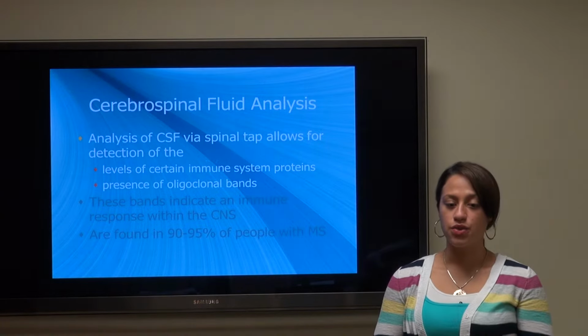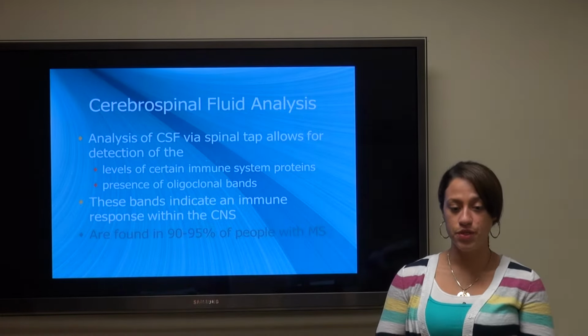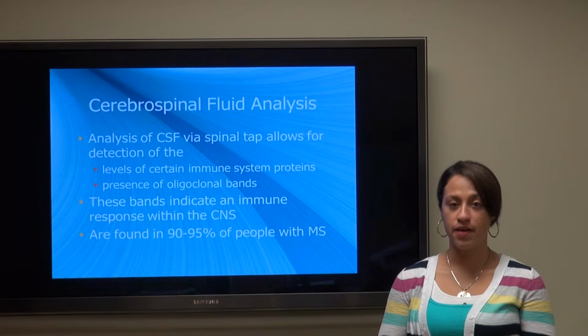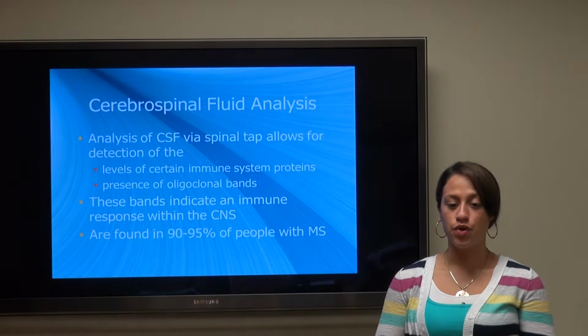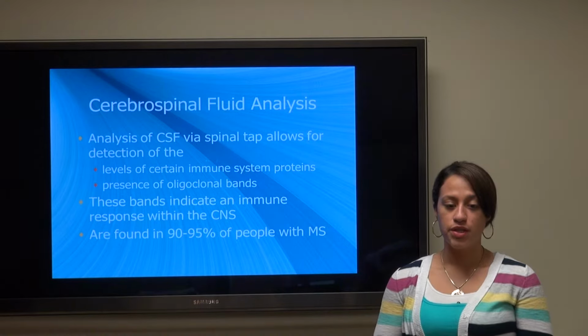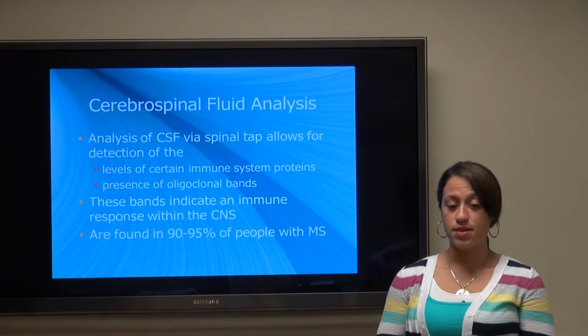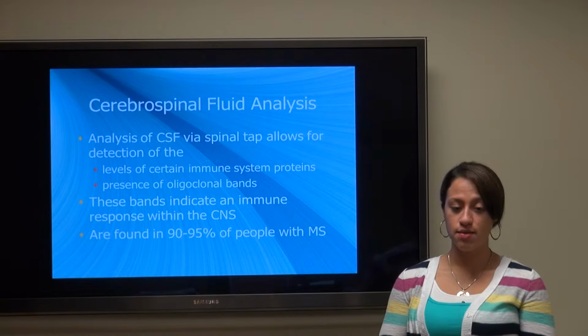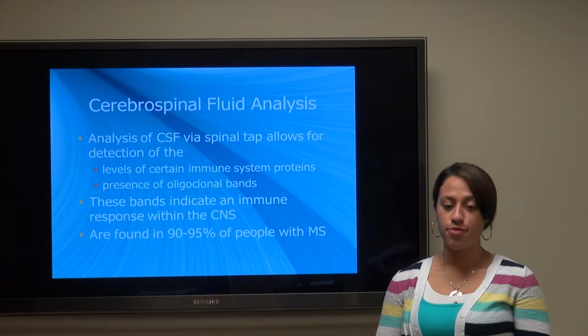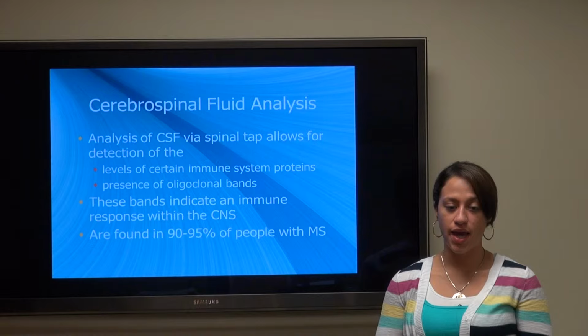The final one is a cerebrospinal fluid analysis. So they take a little bit of the cerebrospinal fluid and they are looking for levels of certain immune system proteins. Research has shown that the presence of oligoclonal bands is found in patients that have MS, and these bands basically indicate an immune response within the central nervous system, and about 90 to 95% of people with MS are found to have these bands.